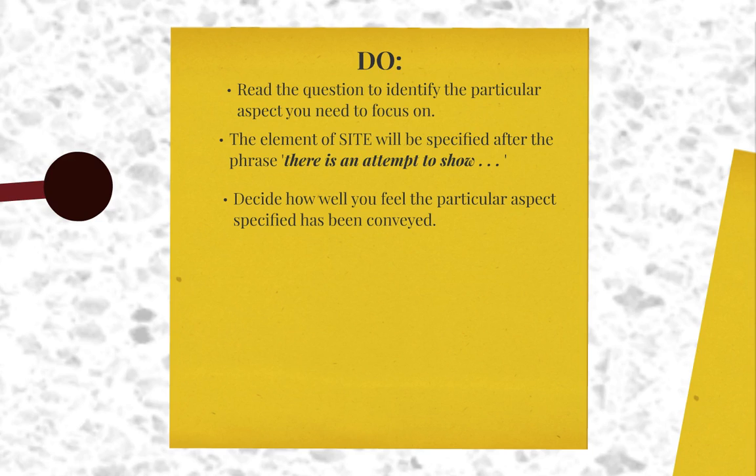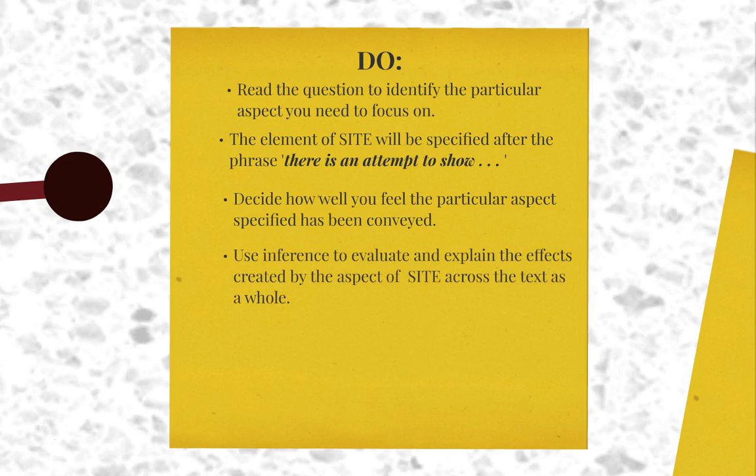Having identified it, before you go and look for any evidence in the text, just take a moment to decide how well you personally feel that particular aspect of sight has been conveyed to you throughout the text that you're dealing with. You are then going to need to use inference to evaluate and explain the effects that that aspect of sight has across the text as a whole.